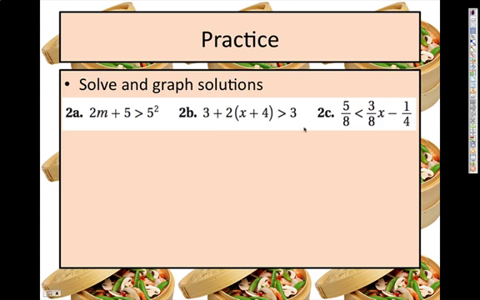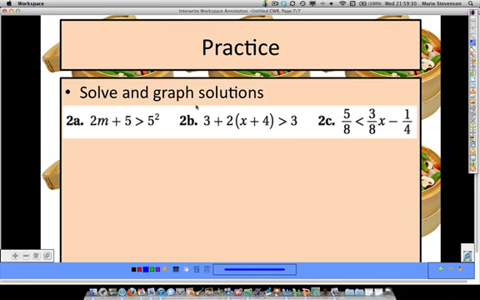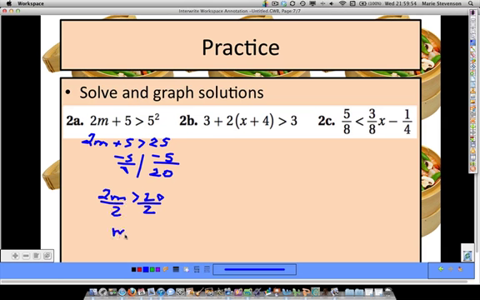Alright, now that you've had a chance, let's actually do these. First one, 5 squared is 25. So I'm going to have 2m plus 5 greater than 25. I'm going to minus 5, that's 0, minus 5, that's 20. I get 2m greater than 20. I'm going to divide by a positive 2 so I don't flip it, so I get m greater than 10.